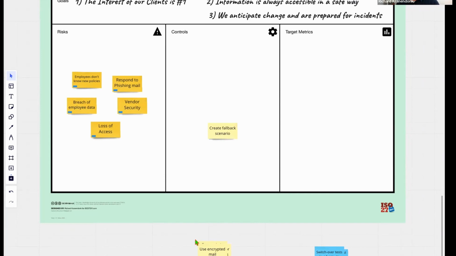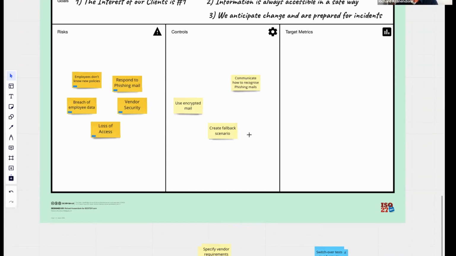Of course, we need to identify the controls in this workshop, but to keep me from typing, I made the stickies already. So mailing employee data has to be mitigated by using encrypted mail. There's the risk of responding to phishing mail.